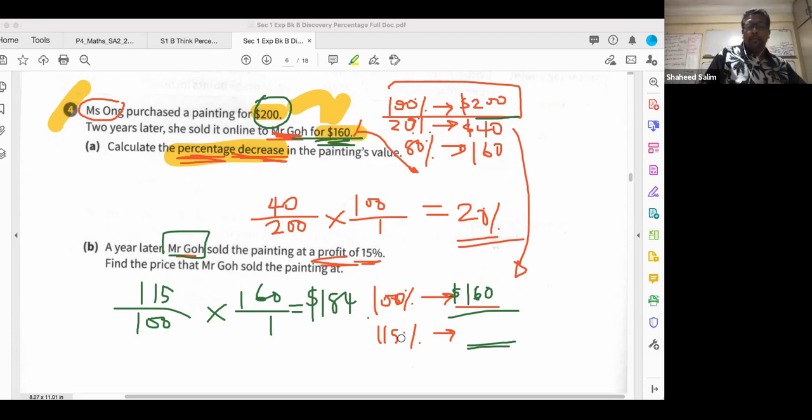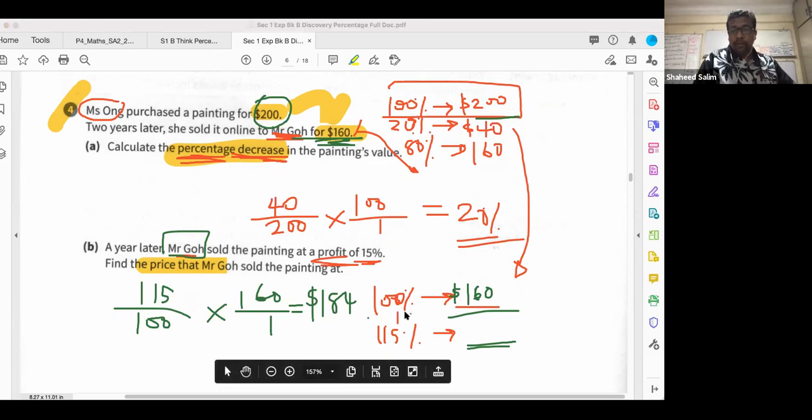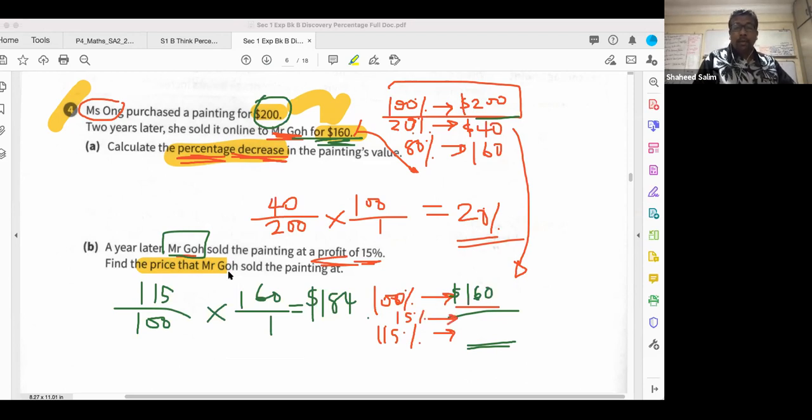Just say. Okay, why 115? Okay, now they want you to find the price Mr. Go sold. He made a profit of 15%. Okay, no problem. You want to find 15%, you can find 15%, no problem. But after that, you still have to add to 160. Why? Because he didn't just sell 15%. He sold 100%, which is $160, plus the 15%. 15% is how much? 15% is $24. You must add these two.